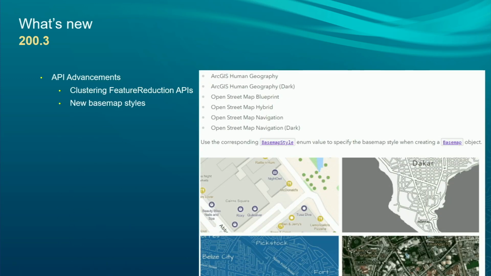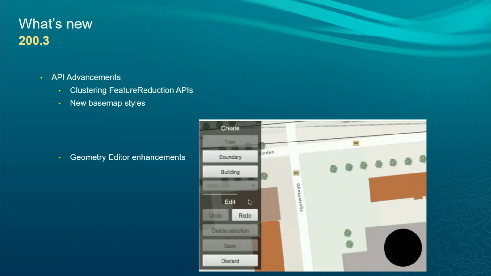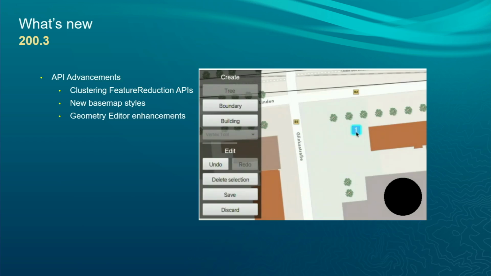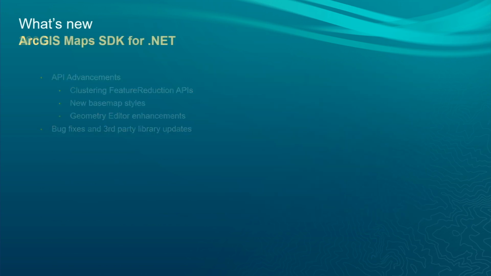We introduced some new base map styles, more geometry editor enhancements to see the feedback as you draw the graphics, and bug fixes and third-party updates. So far I've talked about what cool features have been developed in the 200 series that are available across native SDKs. But what's new in 200 for ArcGIS Maps SDK for .NET?